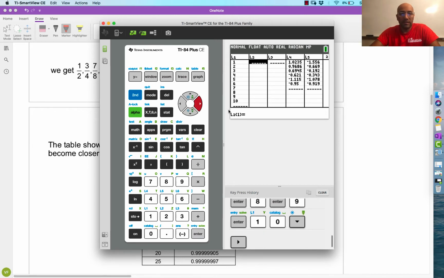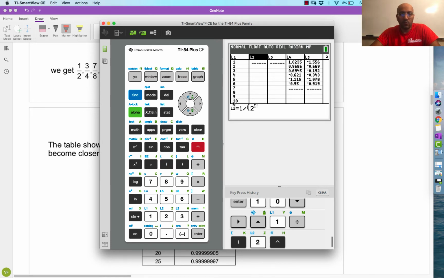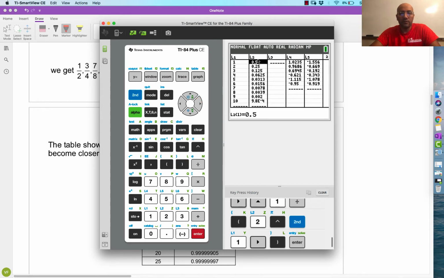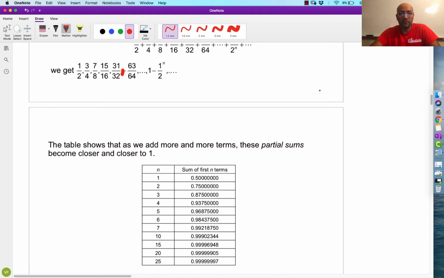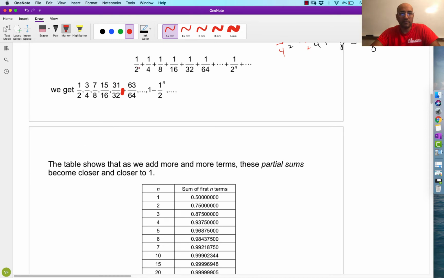Okay, so now the actual values of my sequence, let's go up here to L2 and create a little formula. L2 is going to be equal to 1 divided by, and then I'll put it in parentheses, 2 to the power of, and I want it to be one of these values. So I'm going to put L1 right there. Move it to the right, close the parentheses, hit enter, and there we go. So this creates all of those fractional values that are in my sequence. These guys.